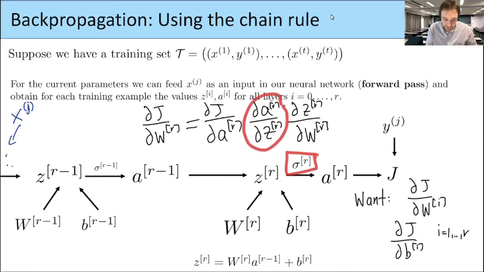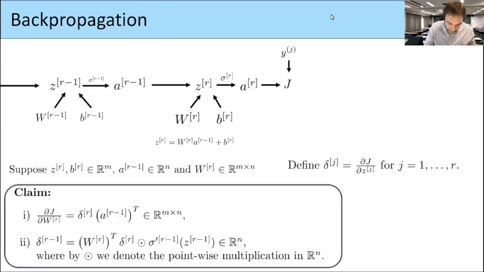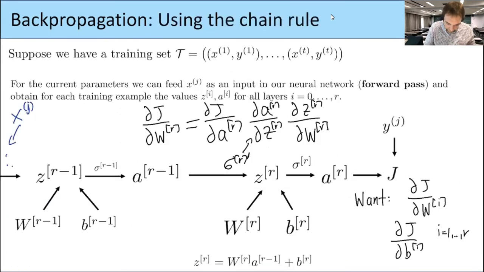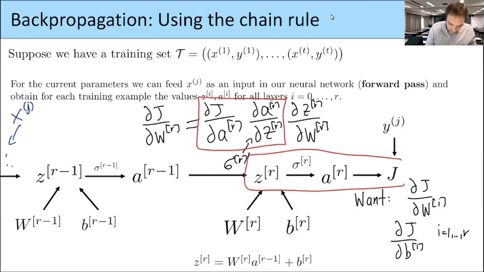So this here will basically just be the derivative of the activation function. And this part we can save for later, because this part will also appear when we want to calculate the derivative with respect to this, because then we would go all this way here.